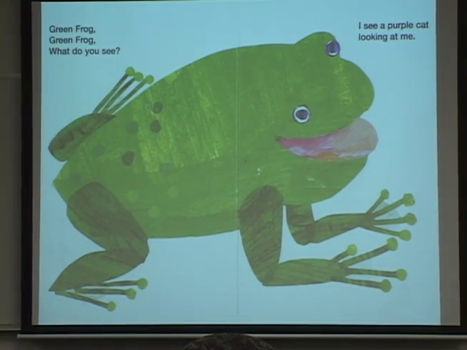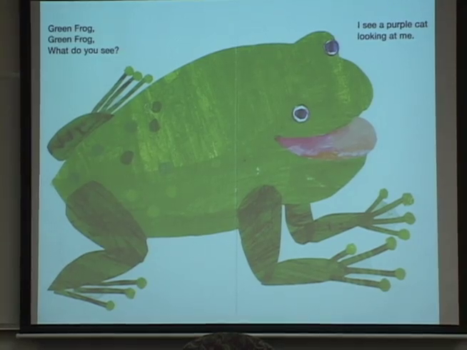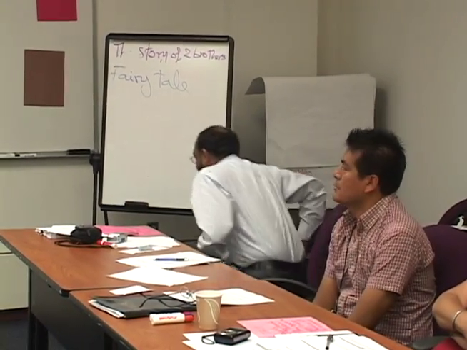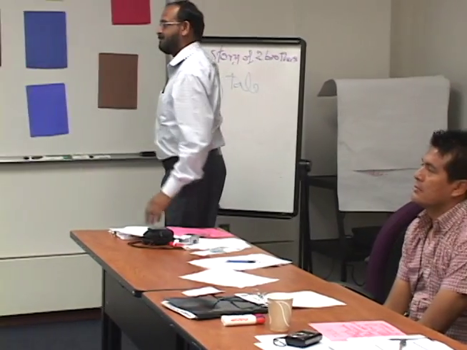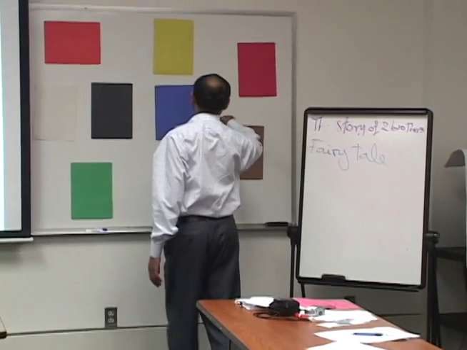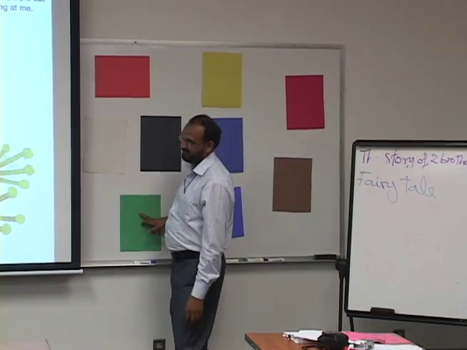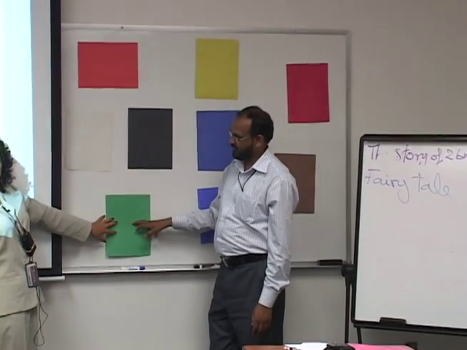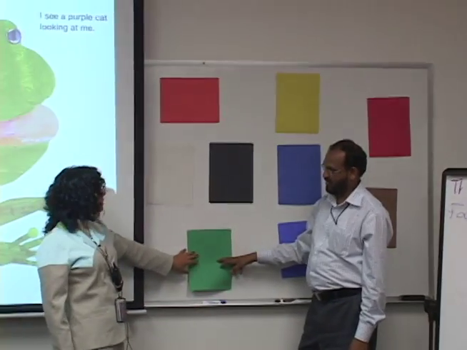Okay, stop here. Asim, go to the front, please, and stand by the colors. When we go to the next slide, you need to point at the color the next animal will be. What do you think it will be? Because we already have, let's see if you remember, what do we have? We have green frog, okay?